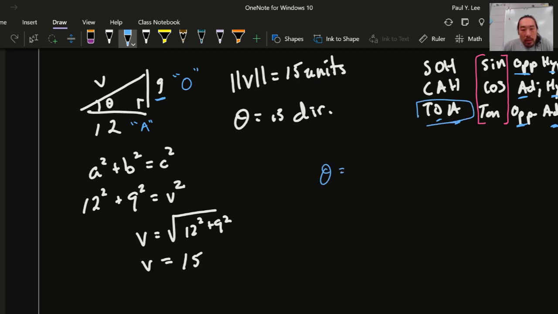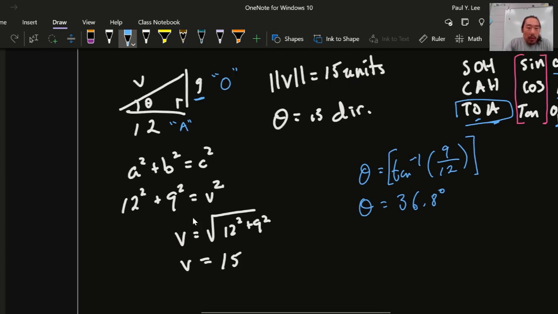So the angle is equal to the inverse tangent of TOA, so 9 over 12, and that should give us, I should write this one down, 36.8 degrees. Make sure you pause the video, go to your graphing calculators, and see if you get 36.8 degrees when you plug this function in. All right, so that's one way of writing vectors.